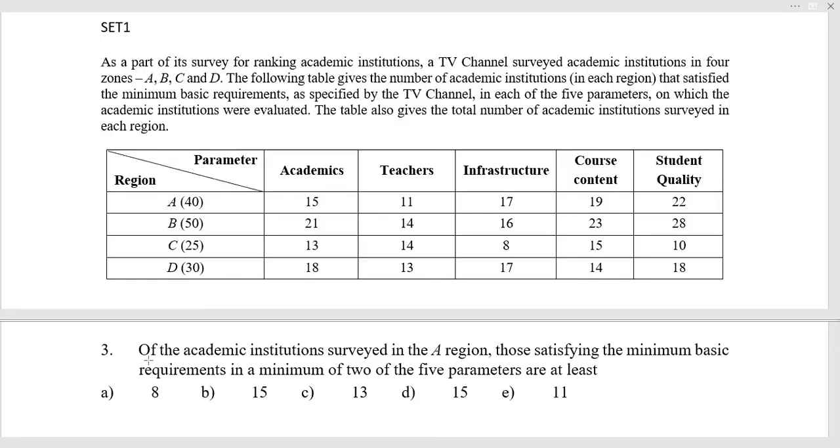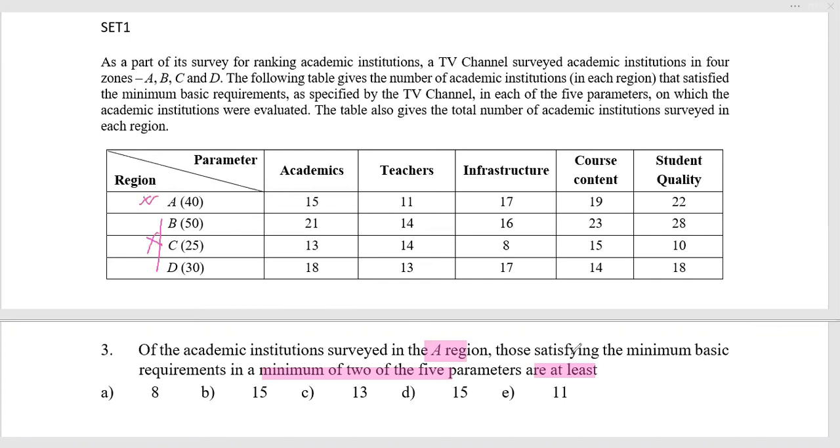Now, in third question, it has said that of the academic institutions surveyed in region A, those satisfying the minimum basic requirement in a minimum of 2 of the 5 parameters are at least. We need to understand the logic of the questions as best as possible. Here our target, region A is our target. Other regions we need not to think of it. Only A I need to think.